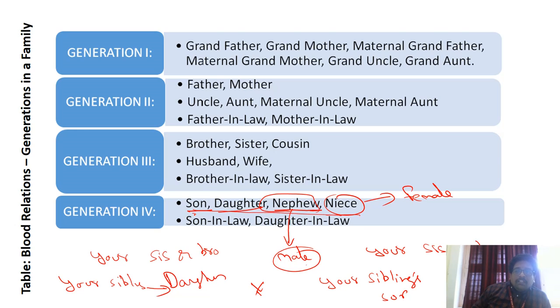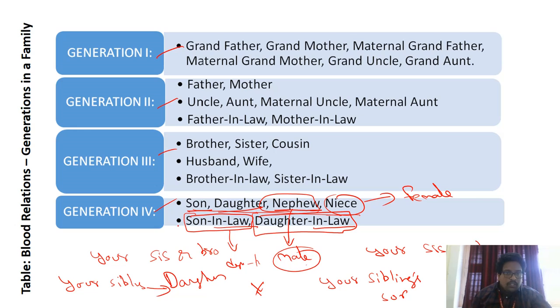Now this is relation through marriage, son-in-law. So who is son-in-law? Your daughter's husband. So your daughter will get married to a particular person. That person is equivalent to your son through marriage. So son-in-law. Now similarly, who is daughter-in-law? Your son's wife. So your son will get married to a particular person. That person is equivalent to your daughter through marriage because it's in-law. So she is daughter-in-law. So these are the four important generations that we have in our family.